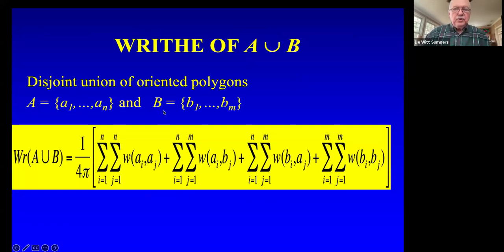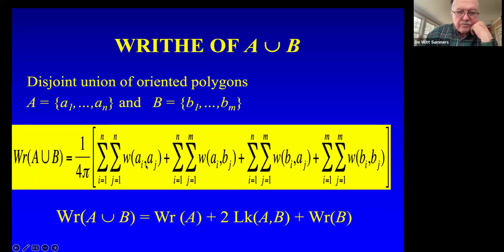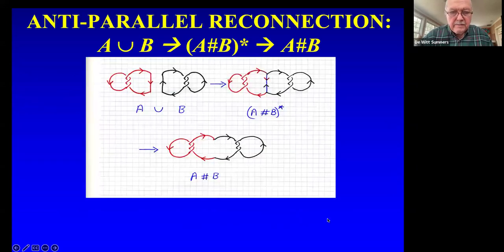Suppose now I've got the disjoint union of 2 oriented polygons, A and B. A has n edges, B has m edges. I want to compute the writhe of A union B. So I've got the edges of A versus the edges of A, plus the edges of A against the edges of B, plus edges of B against the edges of A, plus the edges of B against the edges of B. So this is the writhe of A, this is the linking number, this is the linking number, and this is the writhe of B here. So this verifies that the writhe of the disjoint union is the writhe of A plus 2 times the linking number, which is symmetric in the 3-sphere, plus the writhe of B.